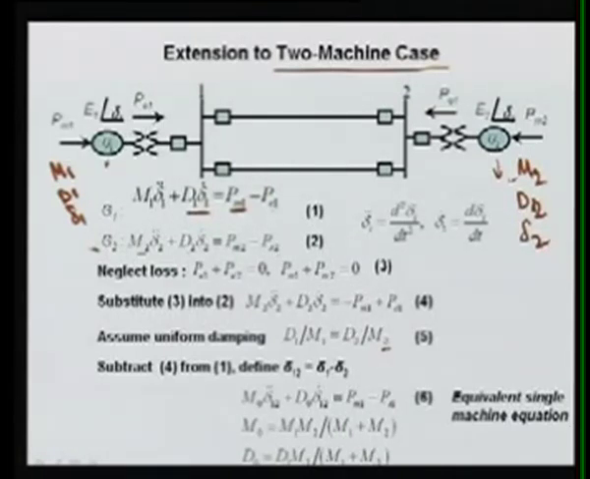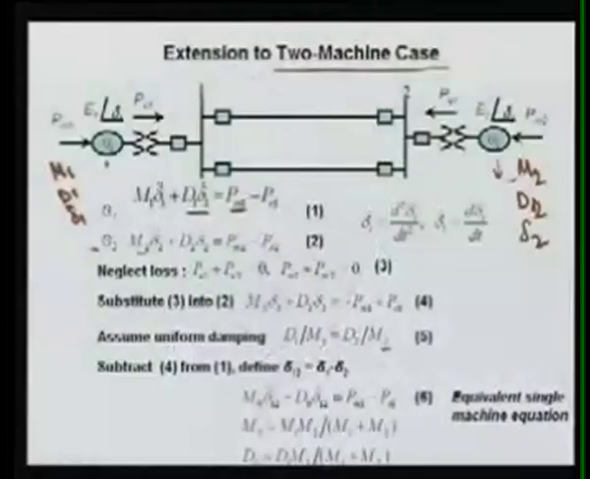If losses are neglected, what will happen? PE1 plus PE2, the total electrical power injected in this system, must be balanced. That is conserved; energy cannot go anywhere. So losses being 0 means the energy which is fed in will be balanced out. Whatever you are feeding must be taken by some machine. So PE1 plus PE2 is equal to 0. Similarly, the mechanical power coming into the system, PM1 plus PM2, is also equal to 0.